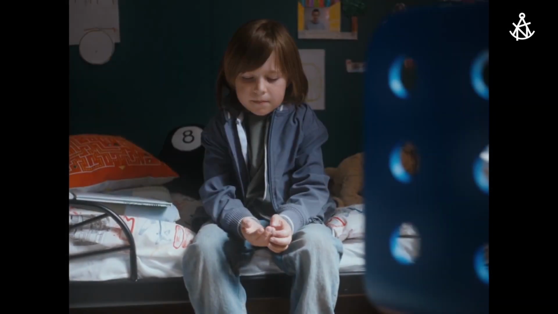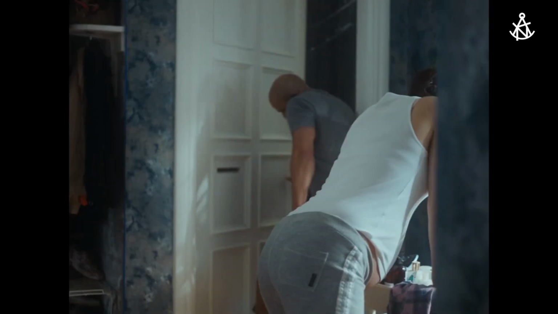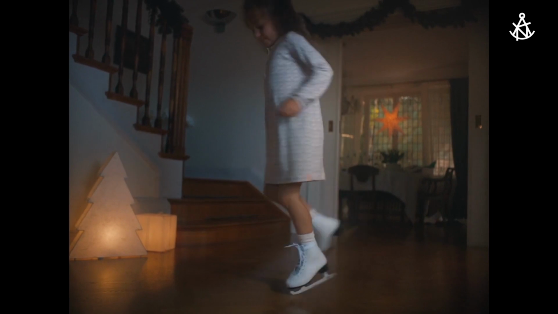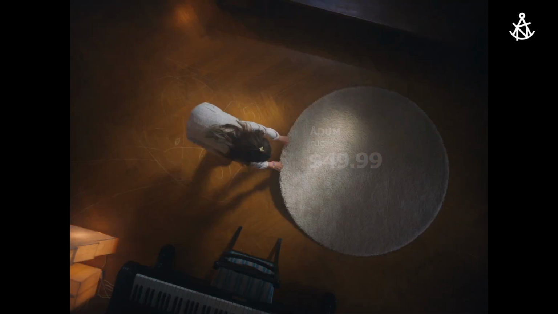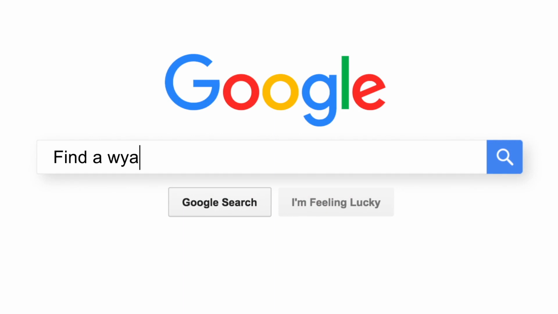IKEA's products have always been inspired by how people live in the real world. There's a variety of everyday dilemmas that can be solved or improved by our products. How could we remind people of this? These days, most of us turn to the internet for answers when problems arise. To prove that IKEA can be a part of the solution, we created what we like to call retail therapy.